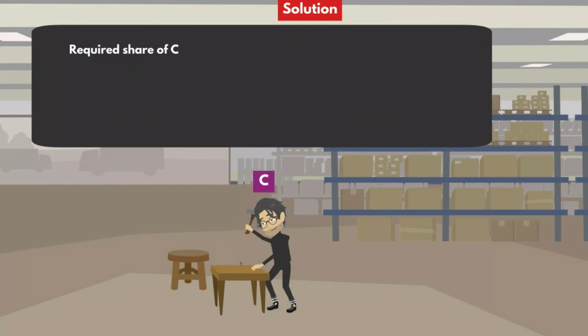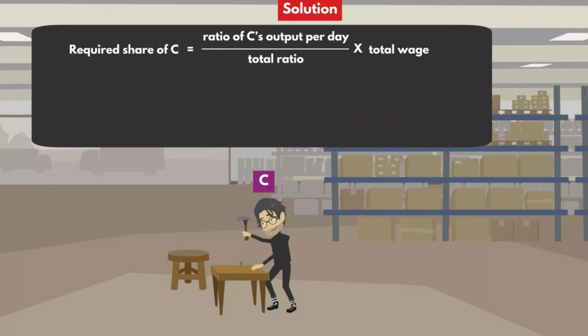And the required share of C is ratio of C's output per day by total ratio into total wage. That is 12 by 47 into 4,700. That equals to 1,200 rupees.